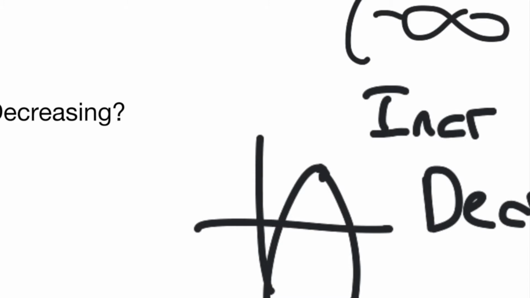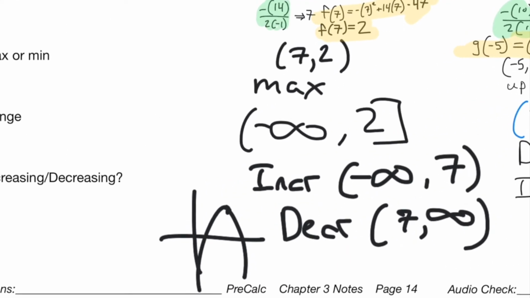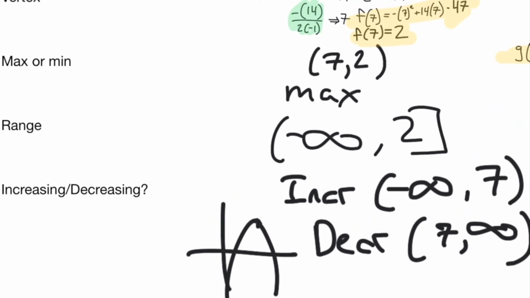Because you can see that the range, all the y values that we're involving here on this parabola, they go from negative infinity all the way up to this y value here, the y value of the vertex. So they go from negative infinity up to positive 2, including 2, so brackets on the 2.